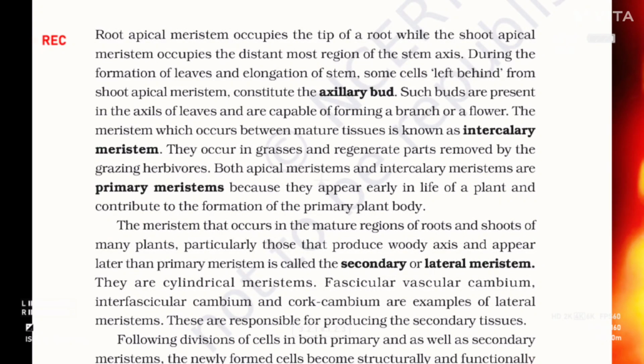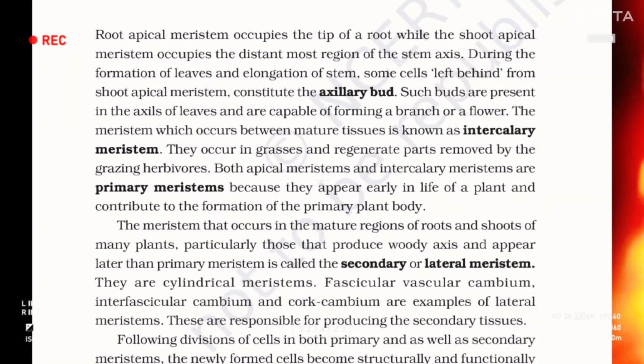The meristem which occurs between mature tissues is known as intercalary meristem. They occur in grasses and regenerate parts removed by grazing herbivores. Both apical meristem and intercalary meristem are primary meristems because they appear early in the life of plants and contribute to the formation of the primary plant body.